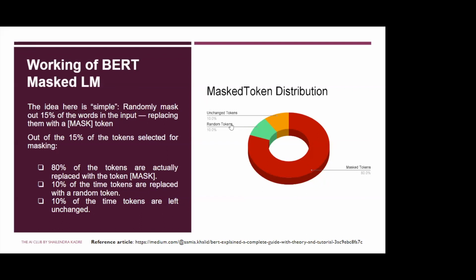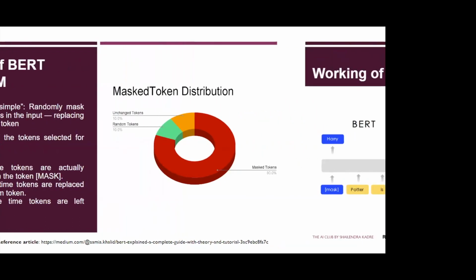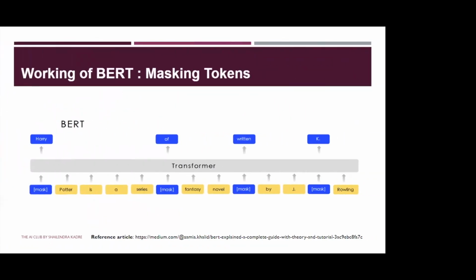10% of the tokens are replaced with random tokens. Random tokens are used in order to create error sets, or to consider wrong predictions as well. Random tokens are replaced 10% of the time, and 10% of tokens are left unchanged, so the original token takes back its place. This kind of process happens within BERT, and those mask tokens are then used for prediction.